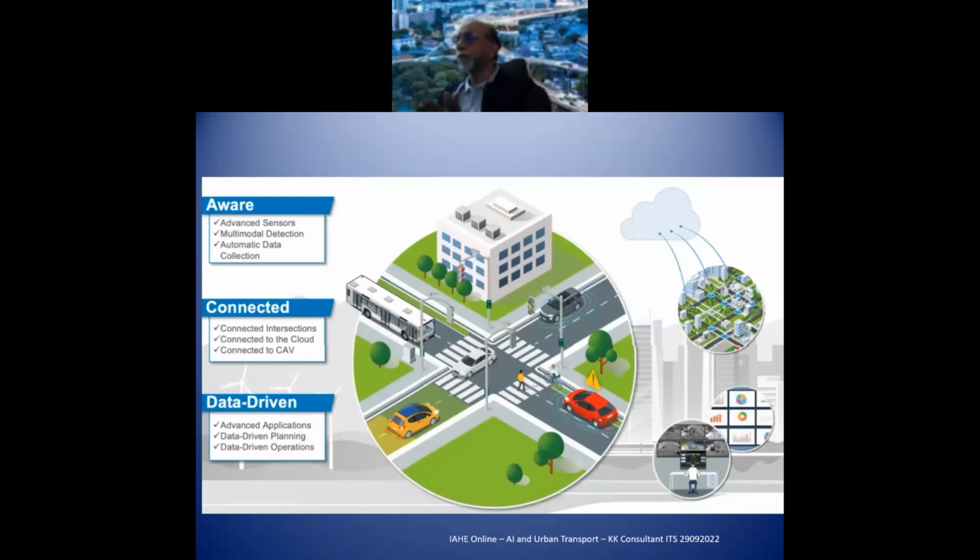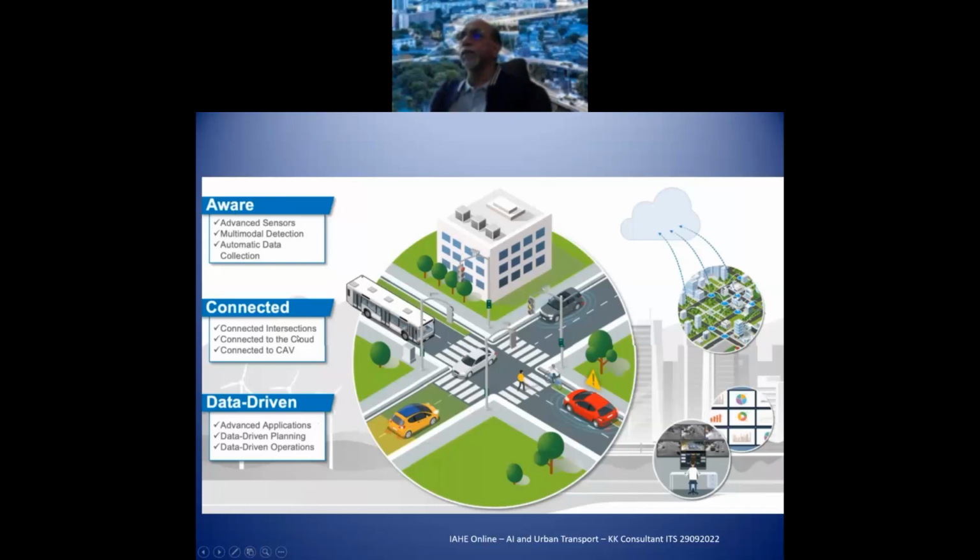Today, things are different. There are 3 things which are important. One is awareness, second is connectivity, and third is data driven. See, all these advanced sensors, multimodal detection, automatic data collection, this gives you the awareness of what is required for the intersection.